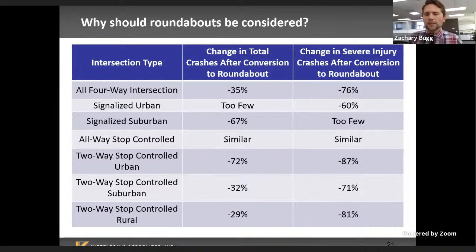All right, any questions about the crash data or safety experience in roundabouts?